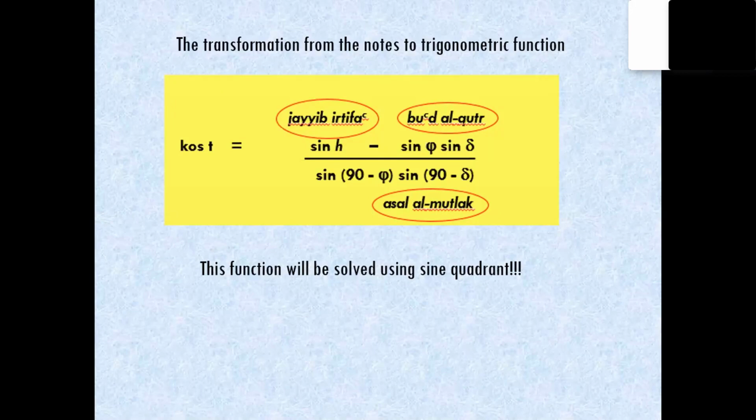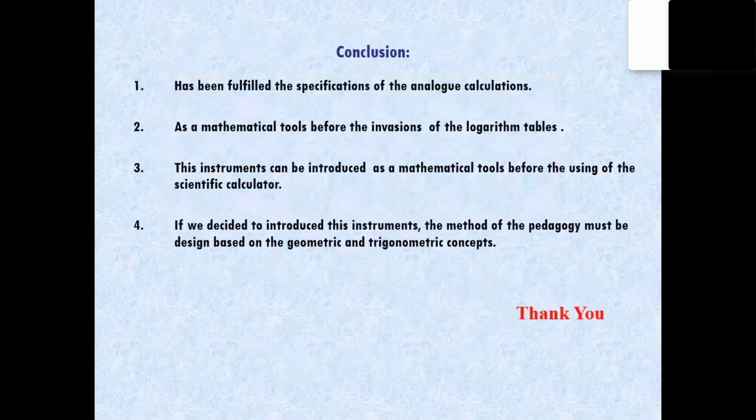So we know about the value of the instrument, and then we can use this instrument as a basis for trigonometry studies, like the Chinese civilization used the abacus to do arithmetic and calculation. So we can also develop this instrument, the Rubuk Mujayab or Sine Quadrant, as a basis for the study of trigonometry in mathematics.